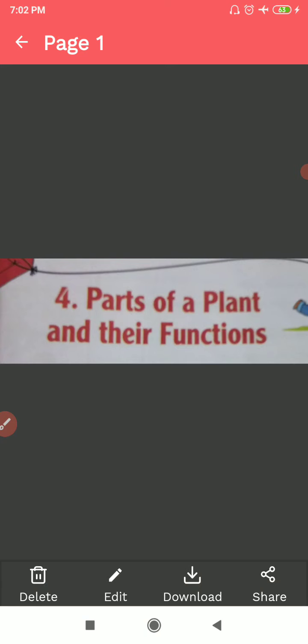But most of the plants have certain common characteristics. Common characteristics means common features or common qualities. Like green plants make their own food by photosynthesis. Plants are fixed to soil and cannot move from one place to another. Plants possess the same parts. So students, in this chapter, we are going to understand the parts of a plant and their functions.